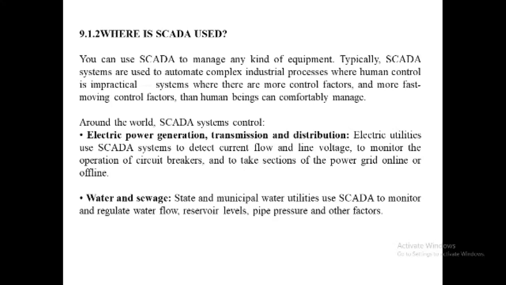The mass transit. Transit authorities use SCADA to regulate the electricity to subways, trams, and trolley buses, to automate traffic signals or rail systems, to track and locate trains and buses, and to control the railroad crossing gates. Third, the traffic signal. SCADA regulates traffic signals, controls traffic flow, and detects out-of-order signals.